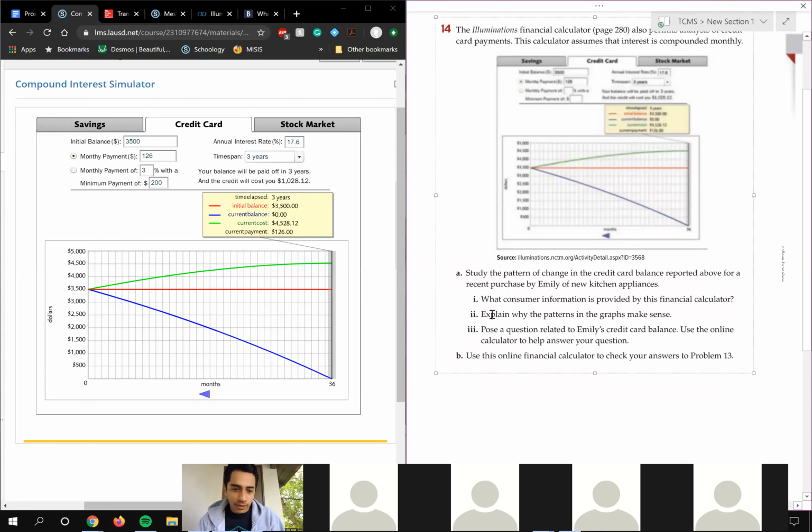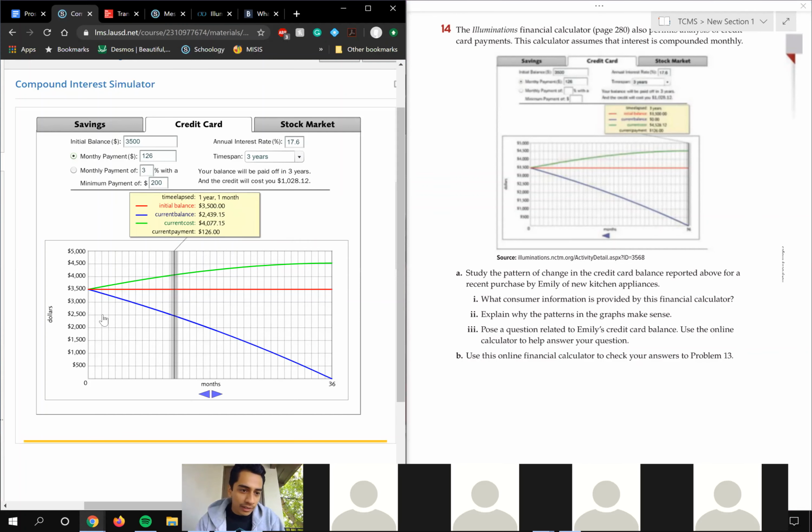Okay, well, we can kind of just discuss this. Your initial balance is basically staying the same, right? Your initial balance never changes because that was your initial. So that tells us where we started, the $3,500. Okay. The current balance is the blue graph, and you can see that you're going from $3,500 down to about zero in what seems almost like a linear pattern, though not necessarily a true linear function because there's a slight curve in it.